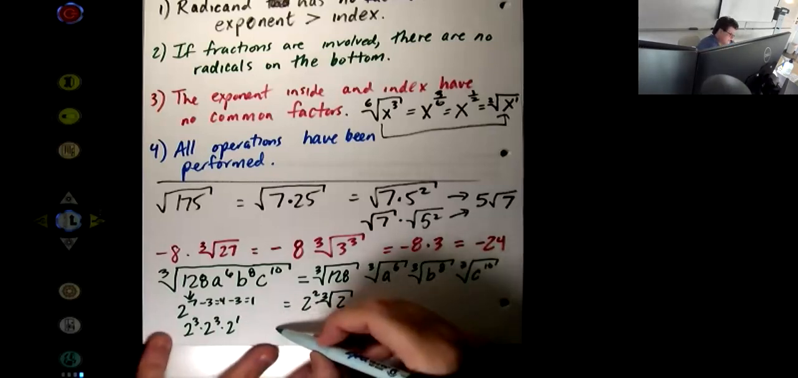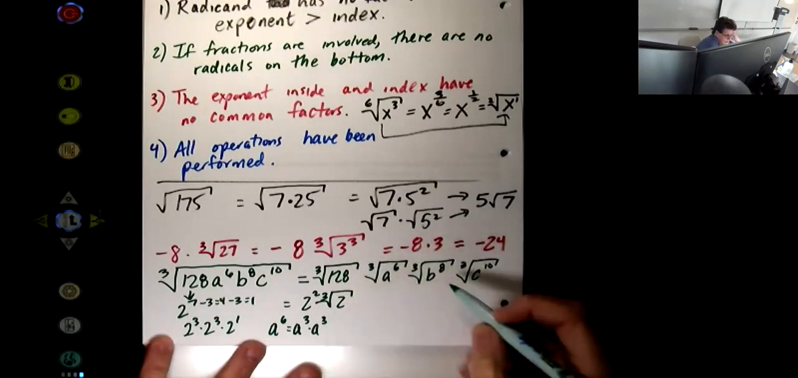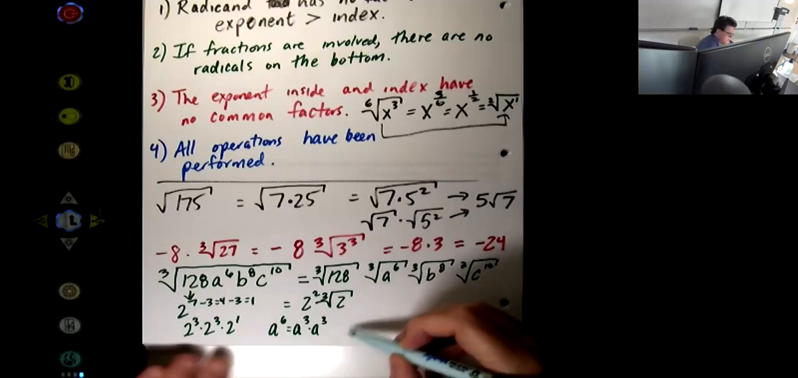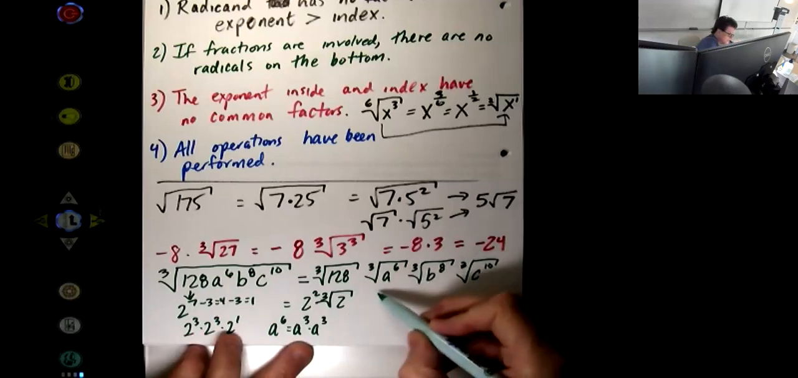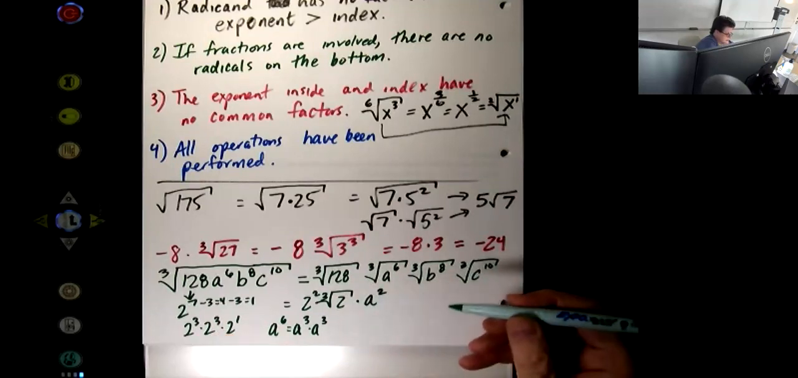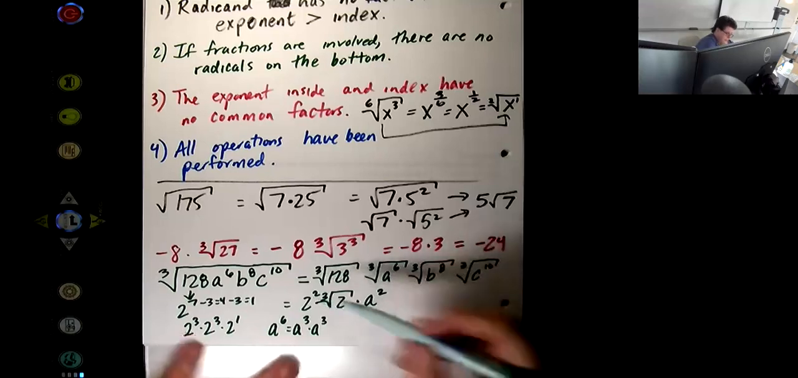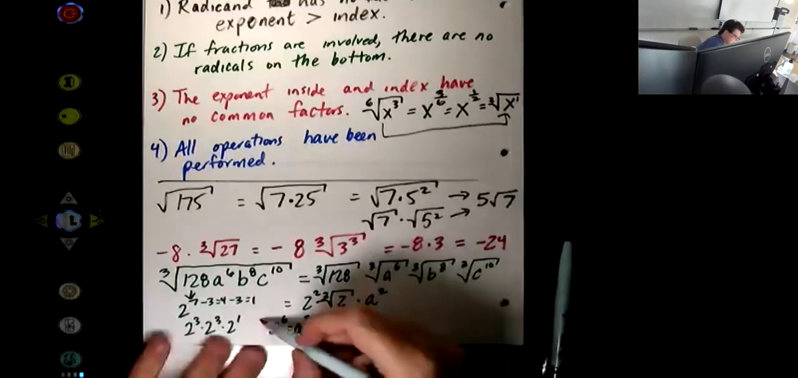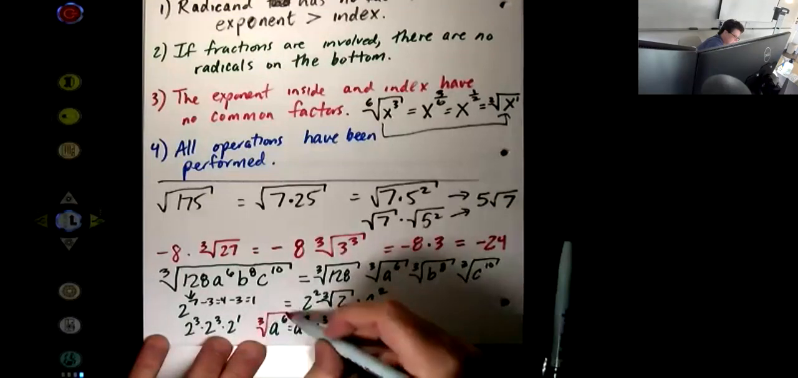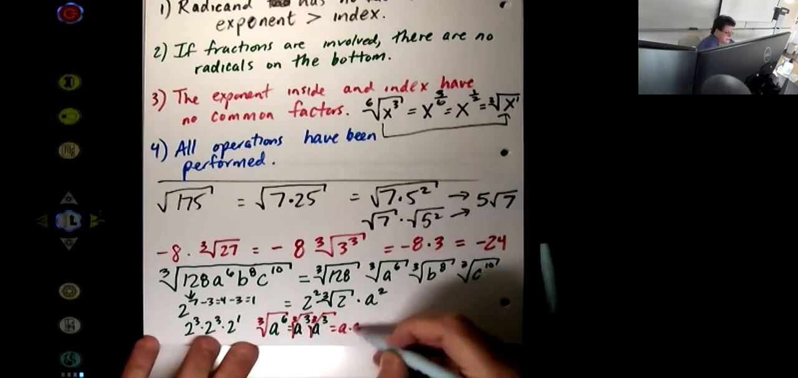I can write the a to the 6th power as a cubed times a cubed, which shows us that I should be able to pull out 2 a's times a squared. So if I put the roots over it, this is like putting the cube root over a to the 6 equals the cube root over a cubed times the cube root over a cubed. So I get a times a.